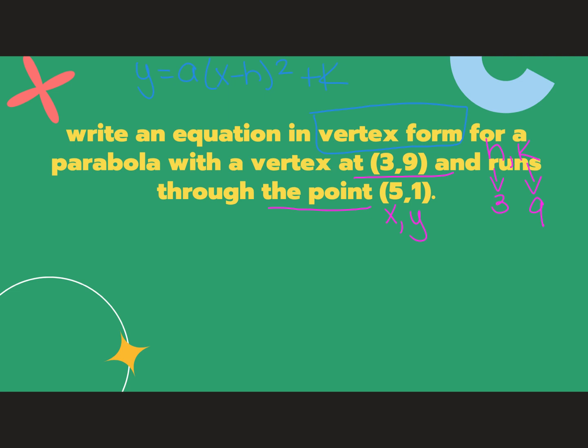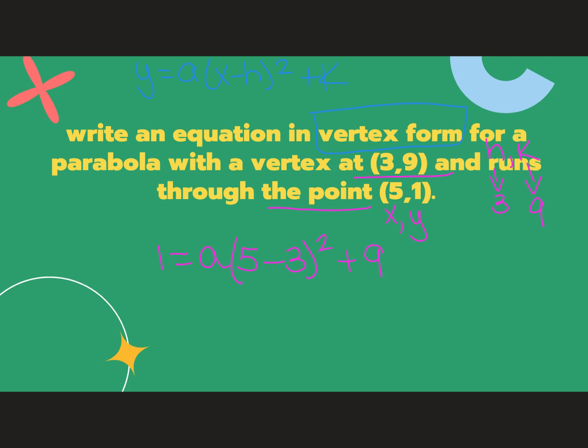So let's plug in. For my vertex form, my y, this is it. I have my y equals 1. I'm using the y from my point. I do not know my a value, which is fine, because that is the only variable we need to solve for now. For my x, that's my x of the point. I have 5 minus my h value, coming from my vertex, is 3 squared. And then my k value is plus 9.